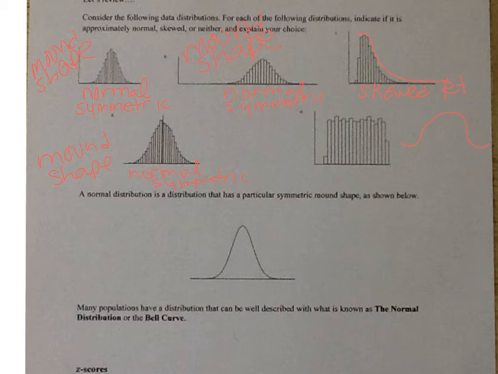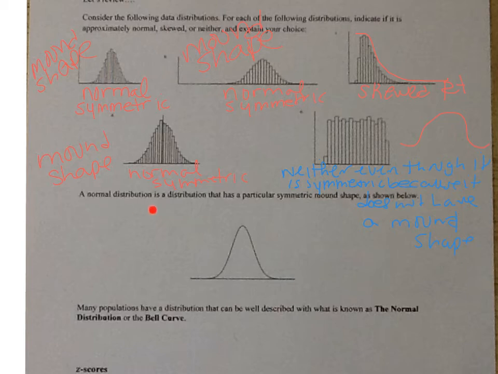So this is actually neither, even though it's symmetric. It's neither even though it is symmetric, because it does not have a mound shape. Mound shape. Okay, so let's take a look at what it says down here.